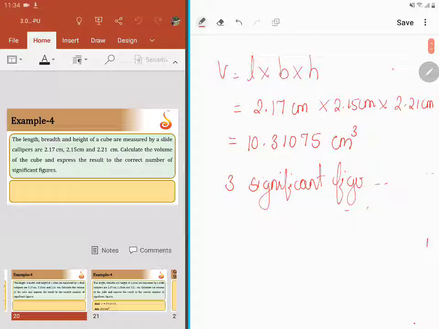Here I would write the answer. This answer I need to round off to only three significant figures. When you are doing this, you need to take care of the digit which is next to that. Here I have 1. Suppose this was greater than 5, I should have added one. But this 1 is less than 5, so I need not worry. The final answer will be 10.3 centimeter cube.